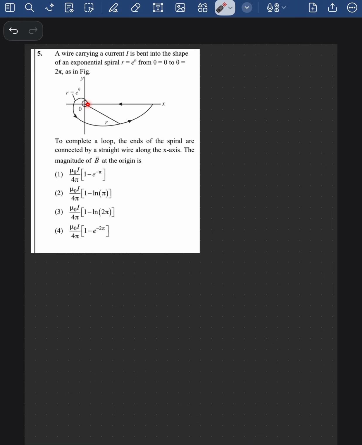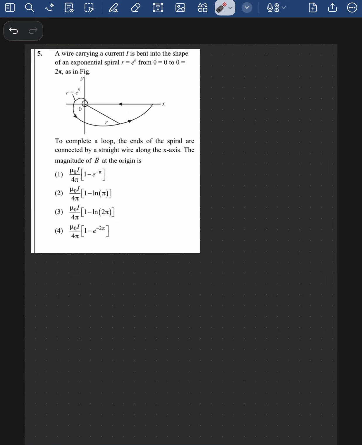Like at theta is equal to 0, your r value is equal to e power 0, so 1. At a general theta, it will be equal to e power theta. And when you complete a 2 pi rotation, your r value is equal to e power 2 pi, right? Okay, and to complete this loop, the ends of the spiral are connected by a straight line. So your spiral is kind of like this. Your diagram is not really great over here, but your spiral is kind of like this in this case.